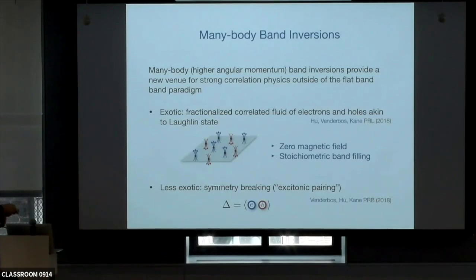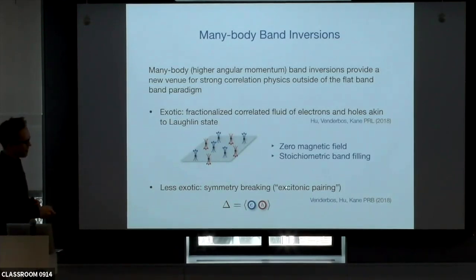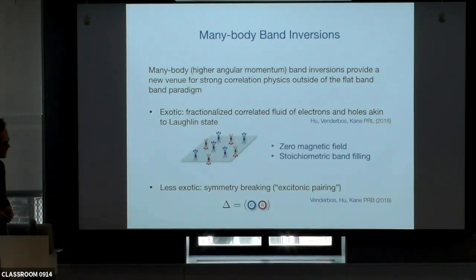And the second thing that I'll talk about is just a more mundane or less exotic symmetry breaking transition, and that involves a pairing of electrons and holes. So you might call this excitonic pairing, which forms a condensate. And the symmetry that is broken is rotation symmetry, and I'll discuss this.